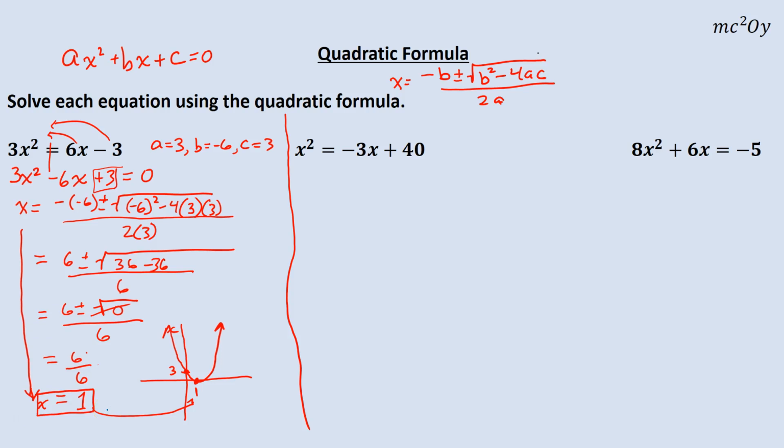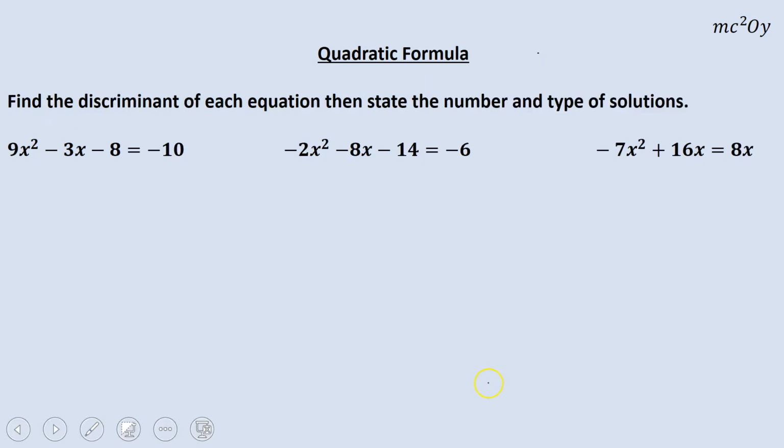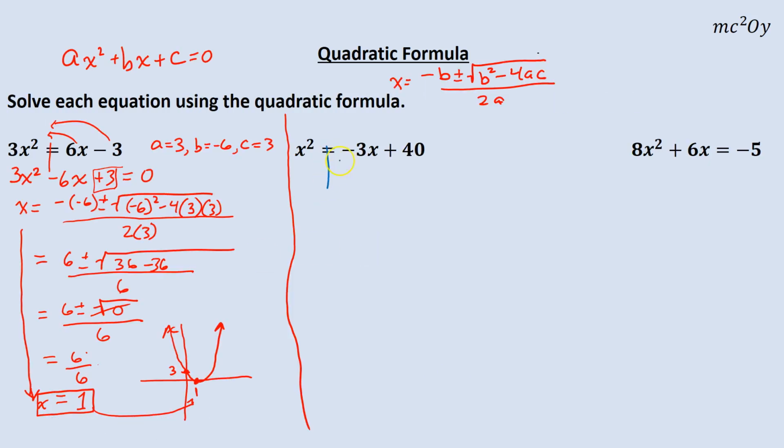Again, I'm going to move this over and this over. Okay, so I'm going to add that 3x, so I'm going to have x squared plus 3x minus 40, so move that 3x and move that 40 over equals 0. So in this case, a is going to be 1, b is going to be 3, and c is going to be negative 40.